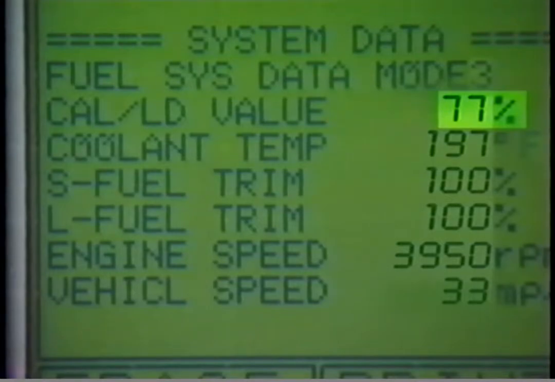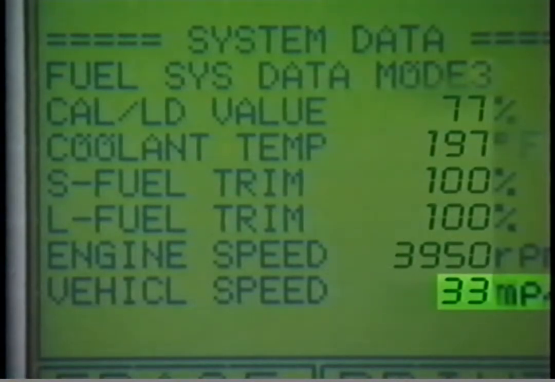The calculated load value of 77% indicates the engine was under a moderately heavy load at the instant being recorded. The coolant temperature of 197 degrees was slightly high, indicating at least a moderately heavy load. The short-term and long-term fuel trims were both 100%, which under these accompanying conditions indicates the ECM is in a fail-safe condition.